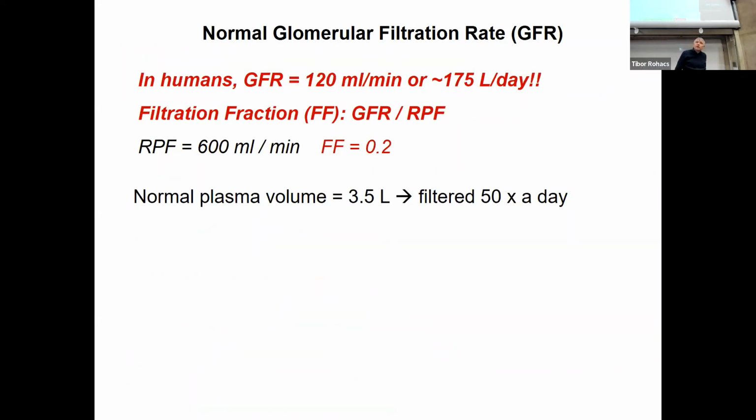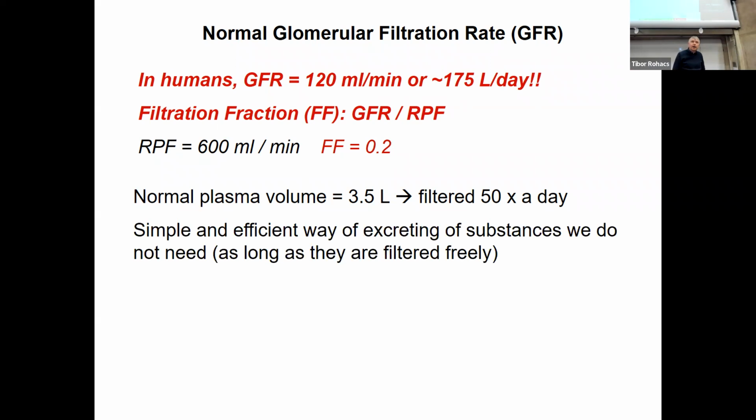So the normal glomerular filtration rate is very high. It's 120 milliliters per minute. If you calculate it to a day, 175, 180 liters a day, it's an enormous amount of fluid. Roughly 20% of plasma on average is filtered. If you divide the glomerular filtration rate by the renal plasma flow, it tells you that 0.2 or 20% of the plasma is filtered. And why is that?